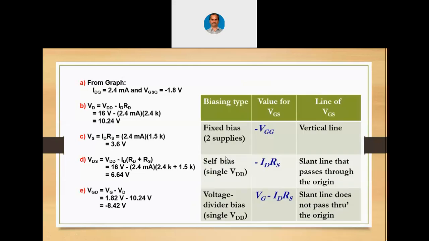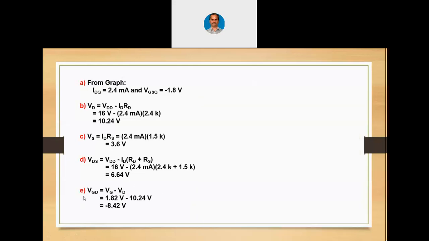Now lastly VGD. VGD is VG minus VD. Just like VDS is VD minus VS. You can verify this also. VD minus VS, 10.24 minus 3.6. You will get around 6.64 volts only, approximately. Here we have substituted using the expression. Otherwise also you can always find out VDS when you know VD and VS together, because these are the voltages with respect to ground itself.